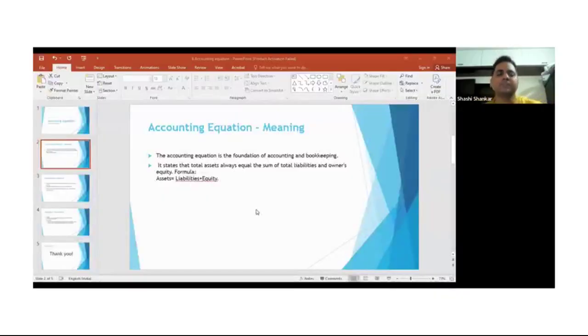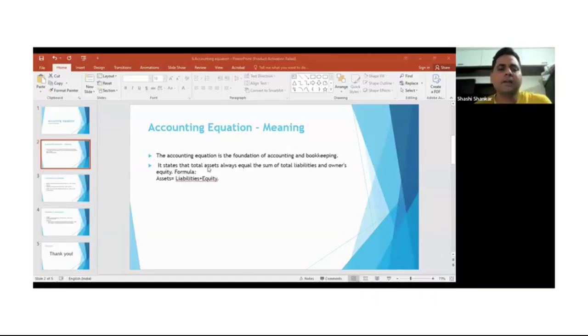Especially if you're talking about this equation, it is the foundation of accounting and bookkeeping. Okay, without this, the books of account cannot be prepared. It is the backbone of accounting and bookkeeping. So bookkeeping is nothing but the recording, accounting is summarizing and analysis as well.